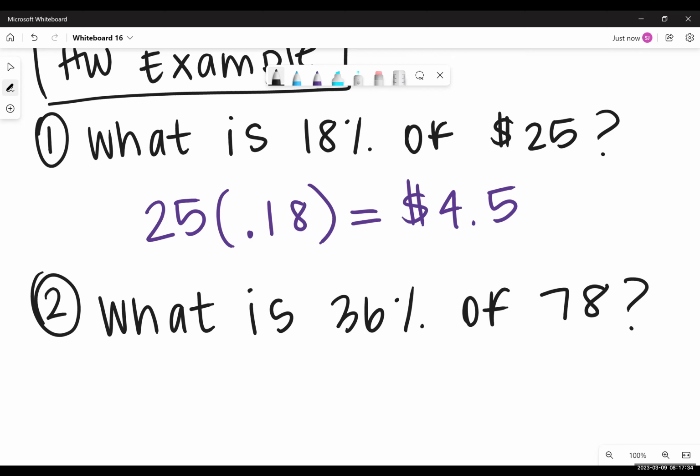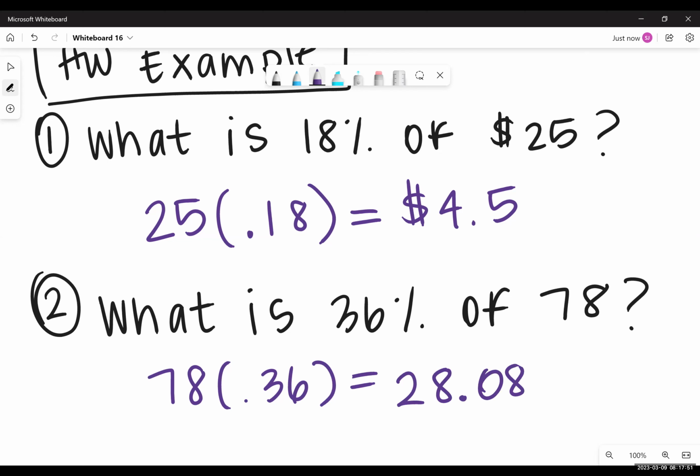What is 36% of 78? Yep. And the way I do that is the 78 times 0.36 equals 28.08. What if it told me to round to the nearest whole dollar? Just 28. Yeah. Round to the nearest tenths, 28.1. Round to the nearest hundredths. Well, it ended on the hundredths on my calculator, so it stays that. Okay, so pay attention to how it wants you to round.